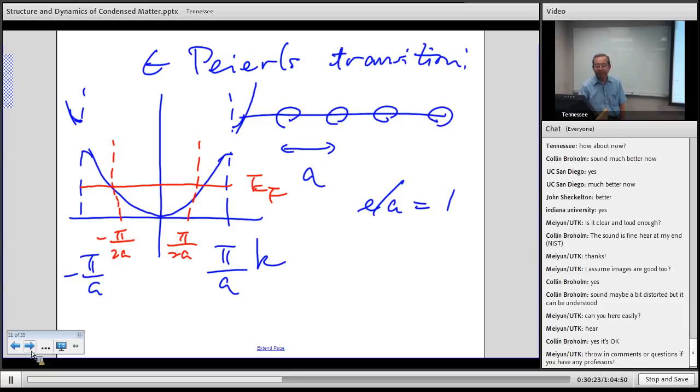Actually, if you perturb the system and make the unit cell 2a rather than a, then you get a new Brillouin zone here, and the dispersion will become like that, okay? There's a new gap here. As a result, the electron energy is reduced a little bit, so the electron system becomes stable. So a one-dimensional metal with one electron per atom is not stable, and it wants to become an insulator with a unit cell of 2a.